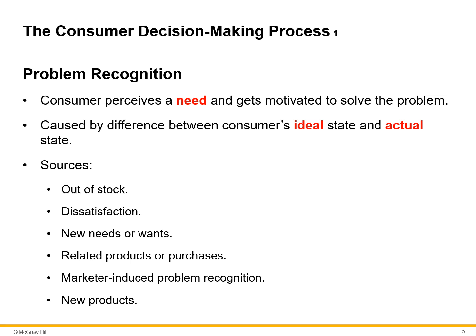The problem recognition could come from different sources or different reasons. For example, it could be out of stock: something is used up and you need more. Or it could be dissatisfaction with the product you currently use. Or it could be new needs or wants. You're graduating from school, you got a new job.